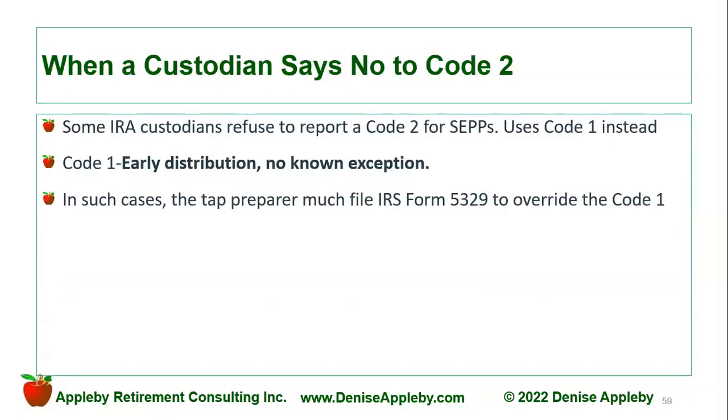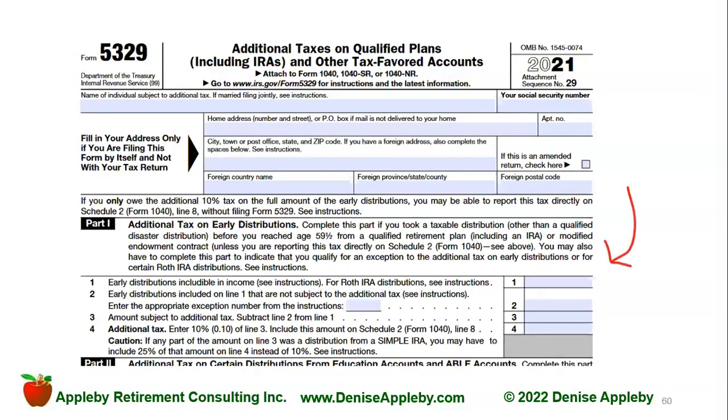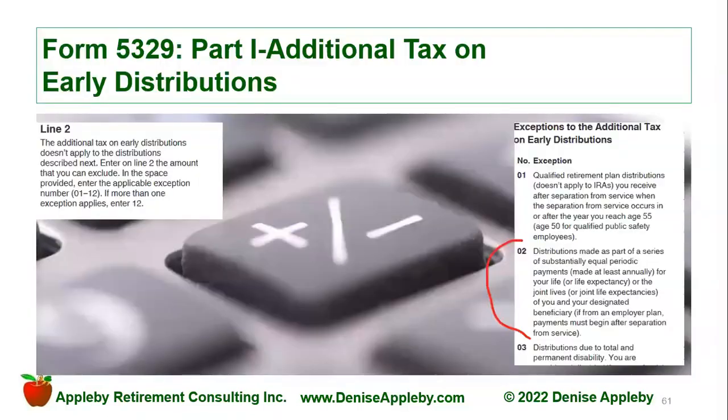So what happens when the IRA custodian takes that position? Well, the tax preparer would file Form 5329 to override the Code 1. Now, when you look at the instructions for Form 5329, it gives you different codes that can be used to override Code 1. And on the Form 5329, Code 2 would be used if the distribution is part of a 72T payment program.